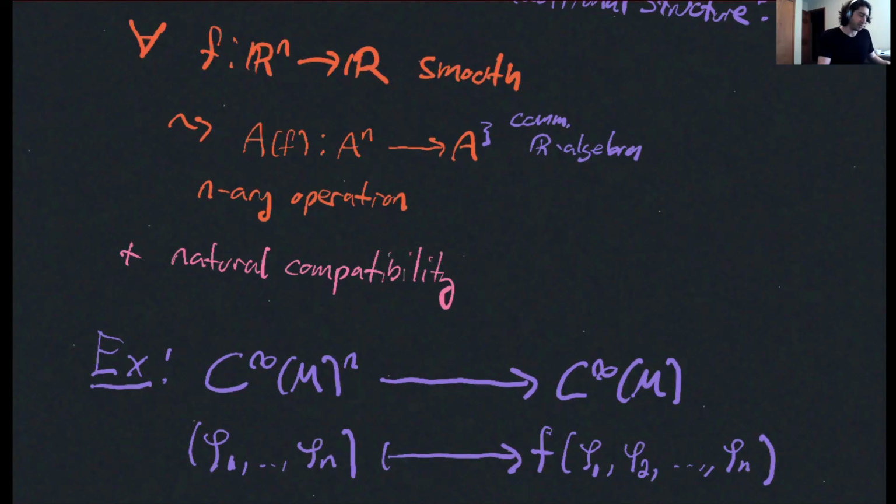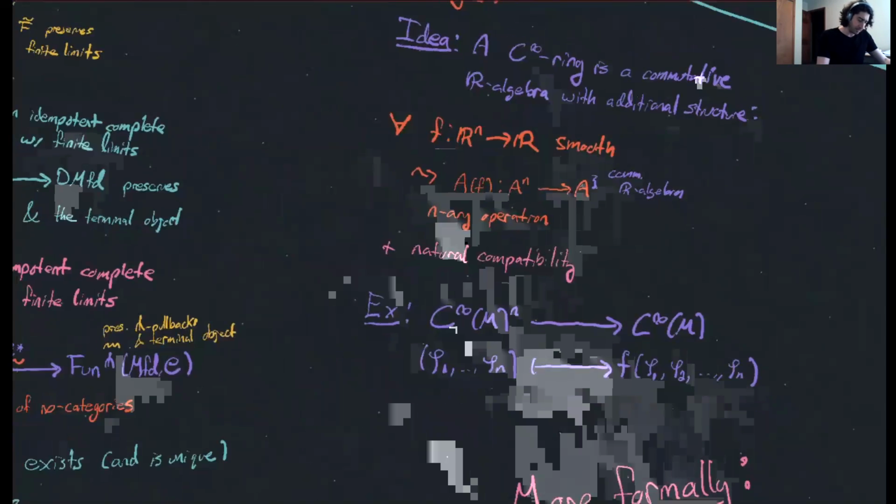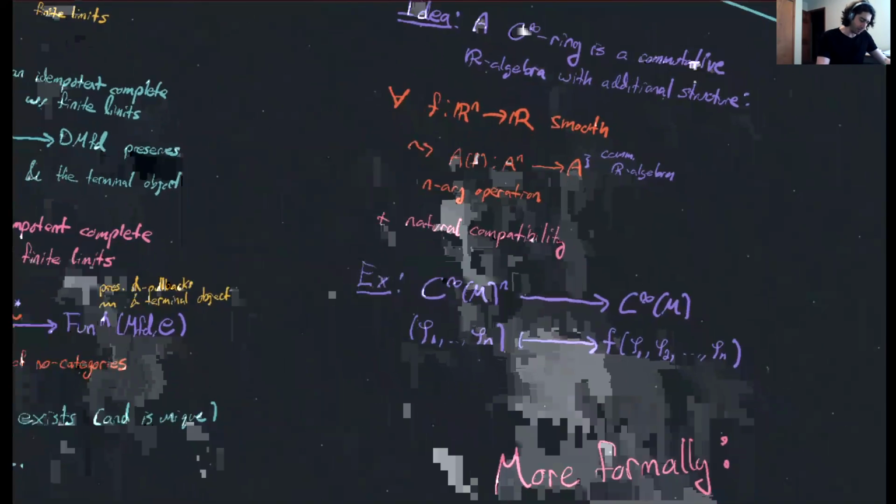Okay, so C-infinity rings were initially developed to provide models for synthetic differential geometry. Derived differential geometry was not even in the wind, so to say. Okay, so let's just say more formally what a C-infinity ring is.